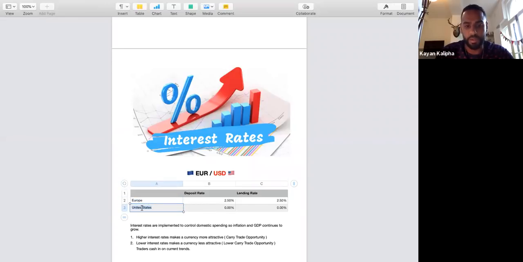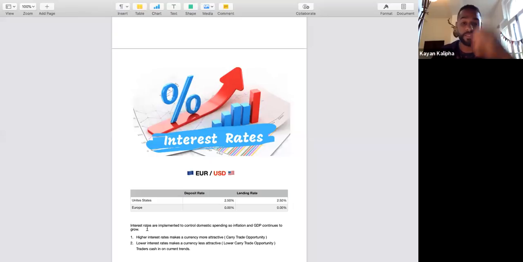Let me just quickly amend this before I start, because you might get a bit confused. This was meant to be the United States, and the bottom one was meant to be Europe. So in the United States at the moment, the interest rate is 2.5%. And if you live in Europe, the interest rate is 0%.